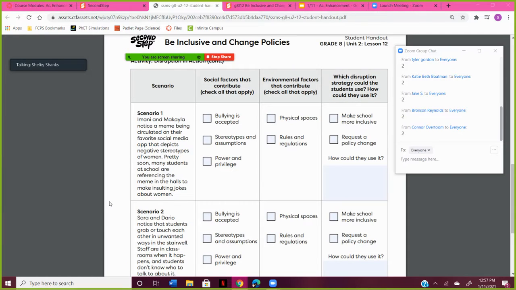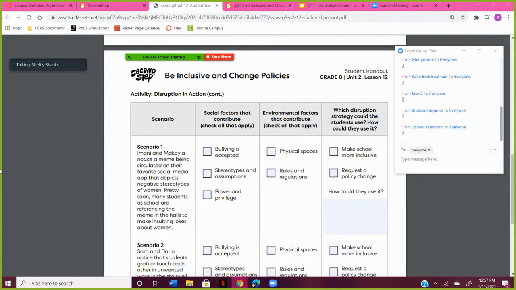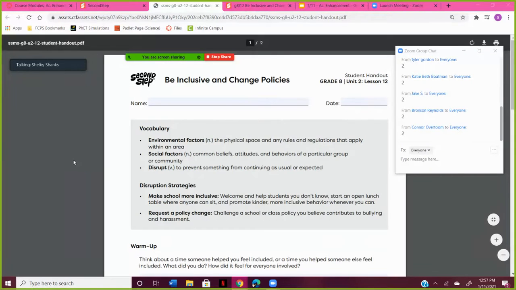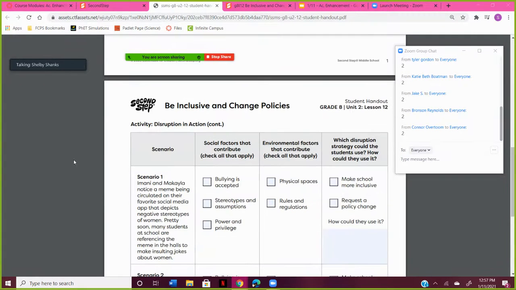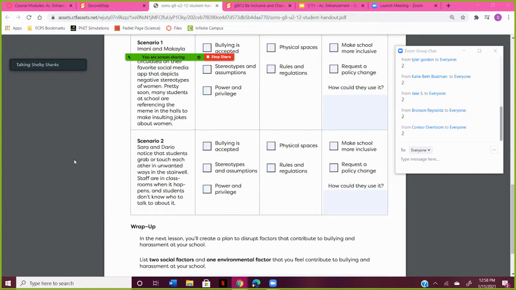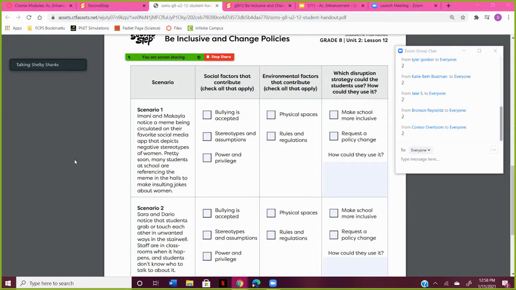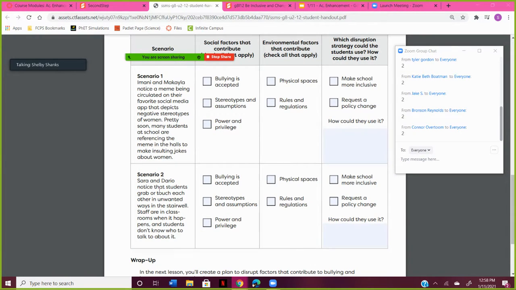All right, so some social factors that contribute. When we talk about social factors, I'm going to scroll up here one more time. They are common beliefs, attitudes, and behaviors of a particular group or community. We're going to choose from these 3. We can either choose all of them, one of them, or however many we want. Those social factors could be bullying is accepted. That means touching each other in unwanted areas is accepted, which I don't think we should go with. Some stereotypes and assumptions, power and privilege.